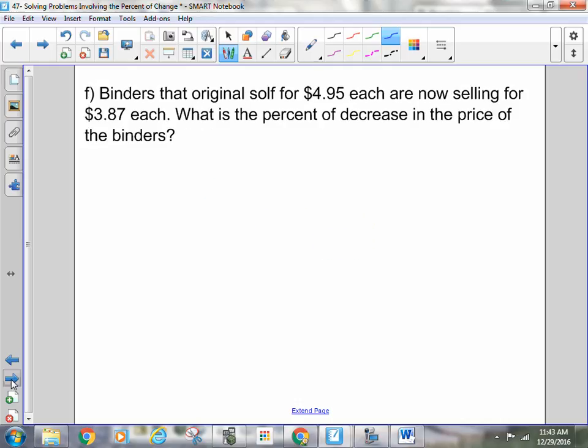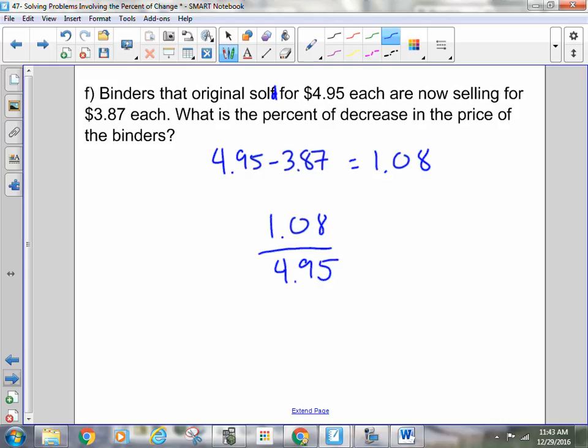All right, F, binders that originally sold for $4.95 each are now selling for $3.87. So on clearance, maybe it's after school starting. What's the percent of decrease in the price of binders? Okay, so $4.95, we're going to minus our $3.87 to find our difference. And we find the difference of $1.08. Okay, so you're going to take your difference and you're going to divide by your original price. And you find that it is 0.22. Okay, so you end up getting that to be 22%.